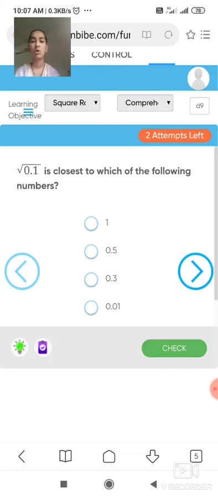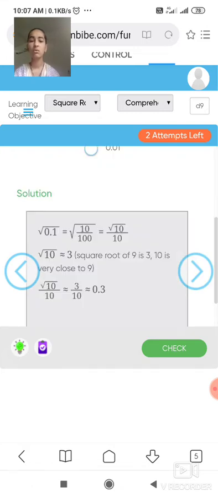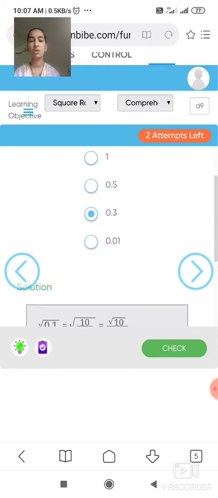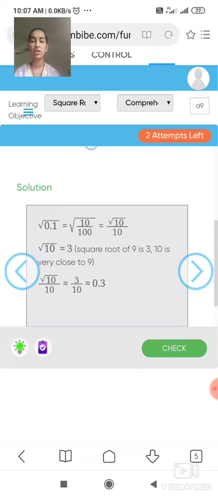Now, the square root of 0.1 is closest to which of the following numbers? Now 0.1 can be written as 10 upon 100. So the square root of 10 upon 100, that means it is near to the square root of 9, that means 0.3. So the answer is 0.3. Here the explanation is given. If you don't understand, try to solve it one time, two times or three times. Okay, then you can understand that.